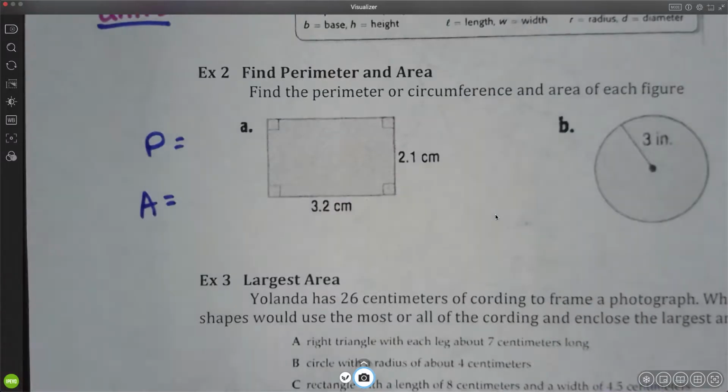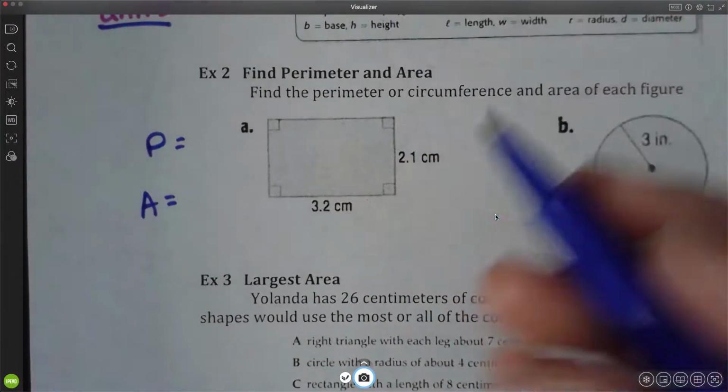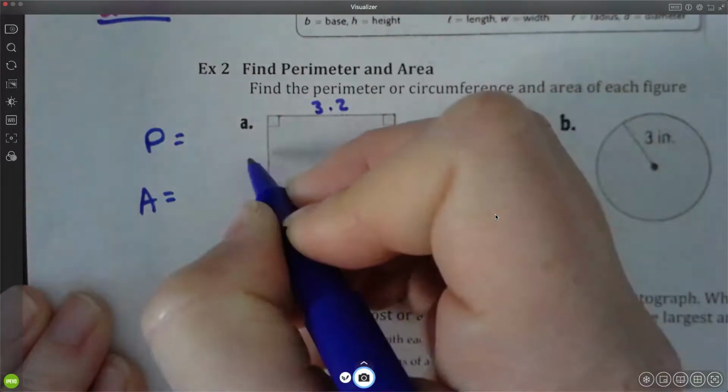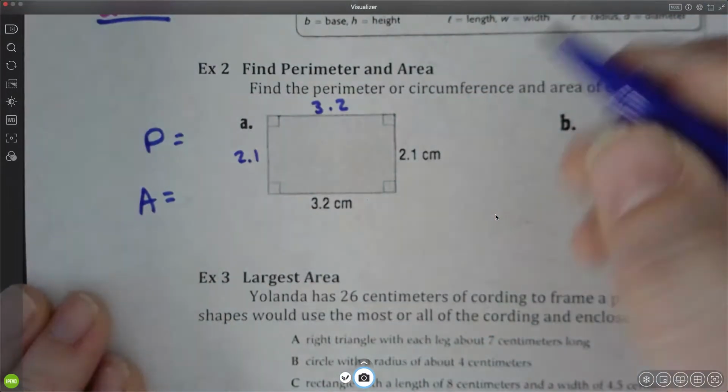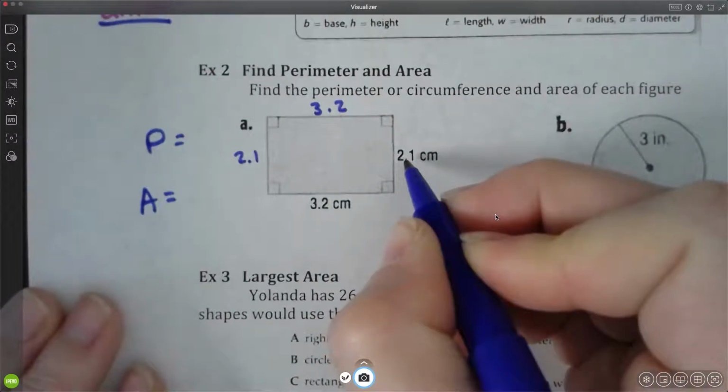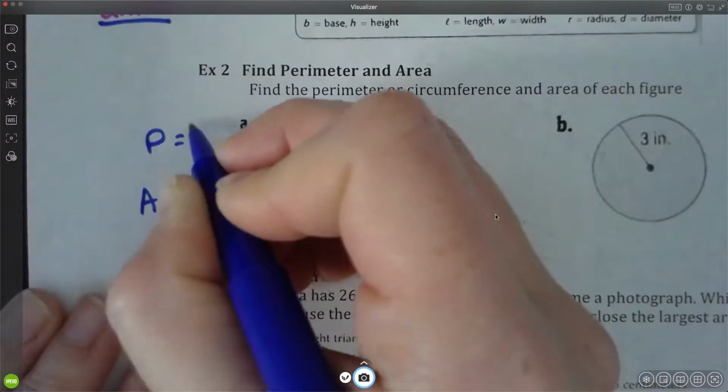And then we need to find area of each. Okay, so this rectangle, if I'm trying to find the perimeter, this bottom side is 3.2, then this side is 3.2 also. This is 2.1 and this is 2.1. So I add up all of those sides. Really, I can do 2.1 times 2 because there's 2 of them, so that's 4.2.